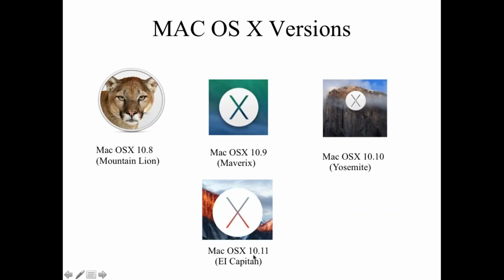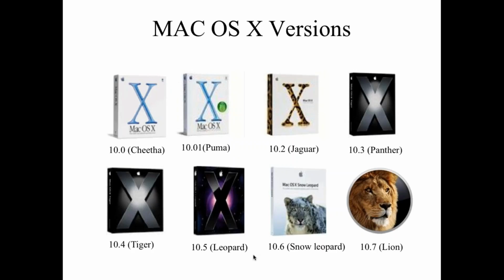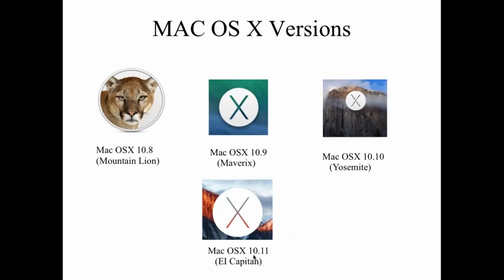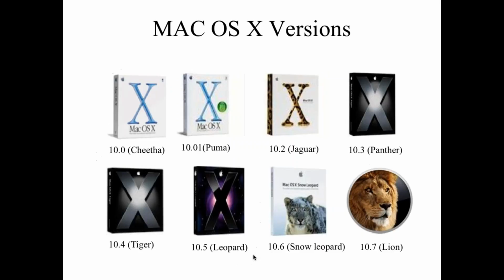That is what we are using in all companies. They had given a few names: Cheetah, Puma, Jaguar, Panther, Tiger, Leopard, Snow Leopard, Lion, Mountain Lion, Mavericks, Yosemite, El Capitan. Up to 10.8, they had used the cat family names. They want to say our versions are faster than others. Due to that reason, they had used these cat family names.